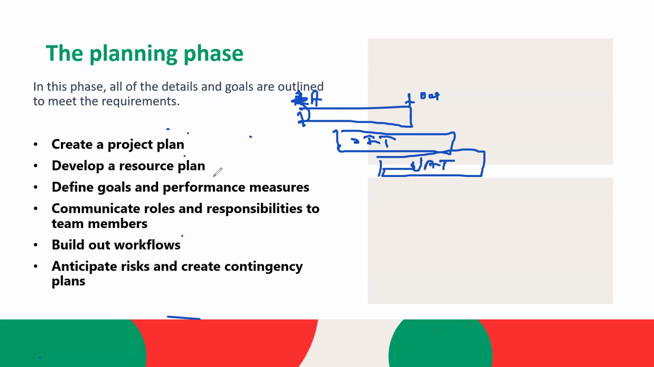Then develop a resource plan. Like there will be a manager. Inside that manager, there will be 2 architects, and this architect will have 2 team leads. Within this lead, we'll have 5 developers. Within this lead, we'll have 2 developers. So this lead will work on the onboarding part. This lead will work on the payment part. So all those kinds of planning will happen.